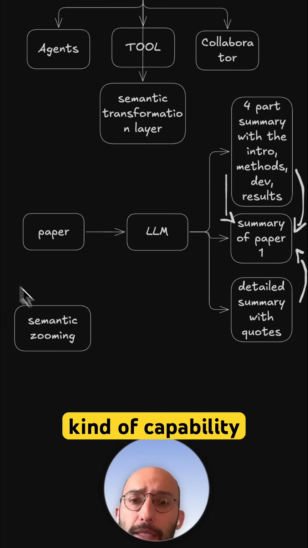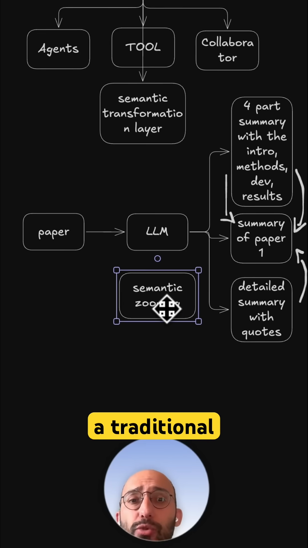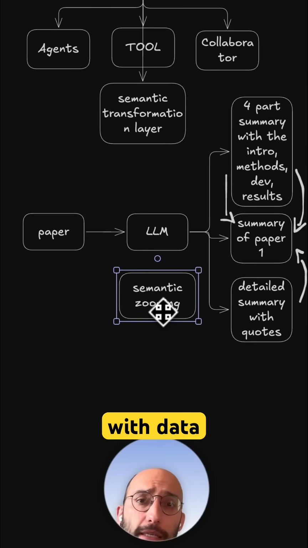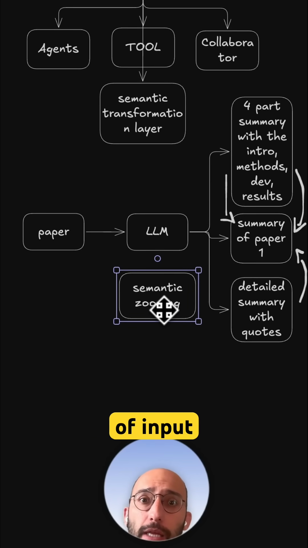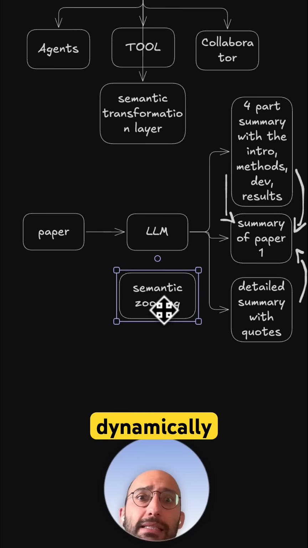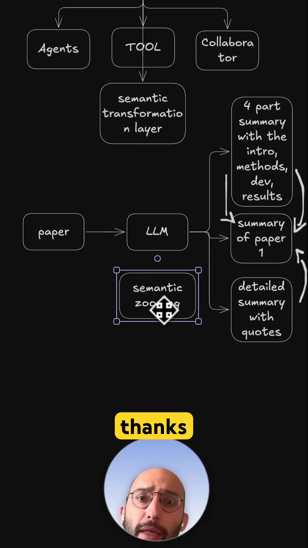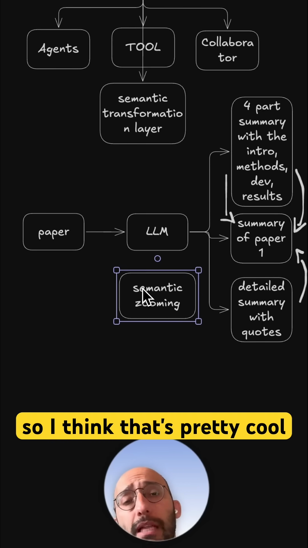This kind of capability represents a shift from a traditional way of interacting with data and information, because we're moving away from static forms of input and moving towards dynamically accessible abstractions thanks to LLMs. So I think that's pretty cool.